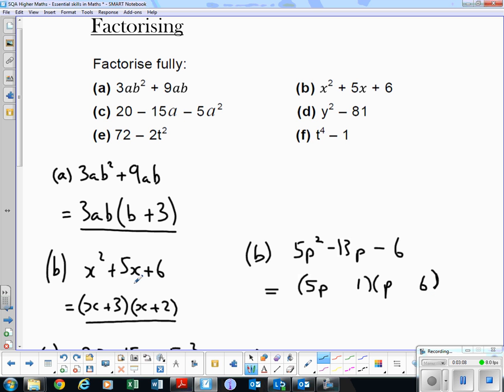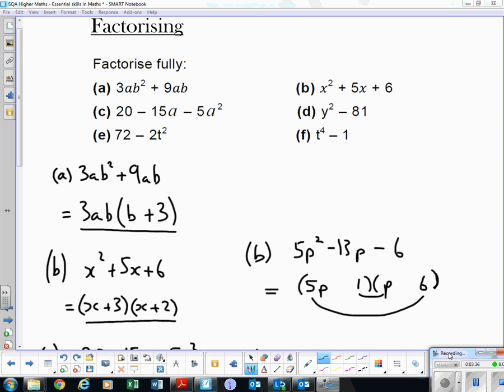Now this is what I was talking about in this example. If I've got a 1 and a 6 that can add together to make negative 13, that's not technically right here. This negative 13 needs to come from what we get when we do this multiplied by this. So here, this will give 30p, this will give 1p. There's no way I can get negative 13p with a 30 and a 1. So we have that wrong. So we need to try a different combination. I'm just going to swap the numbers around.